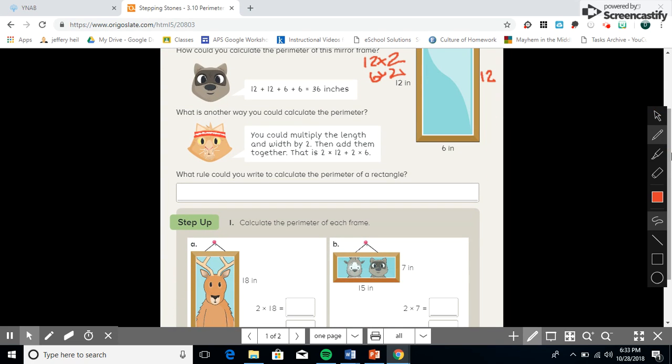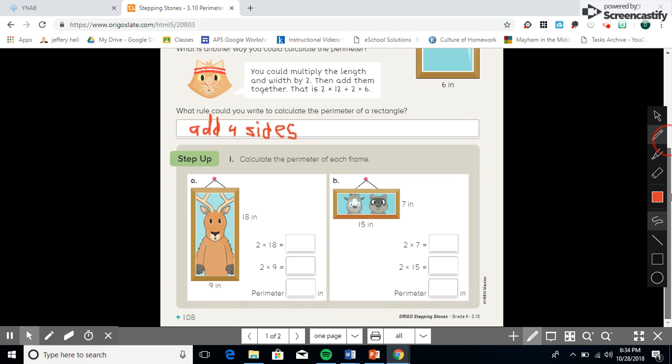Right here it says, what rule could you write to calculate the perimeter of a rectangle? And you can say to add all 4 sides. Or you could say multiply each side by 2 and add the products together.